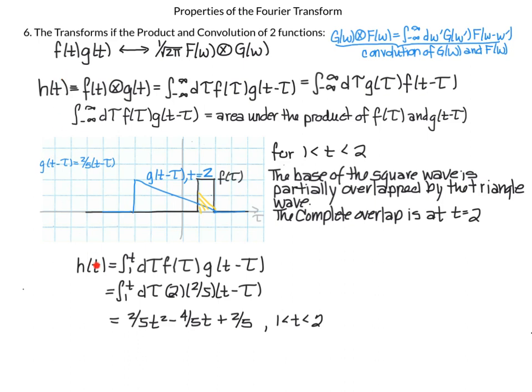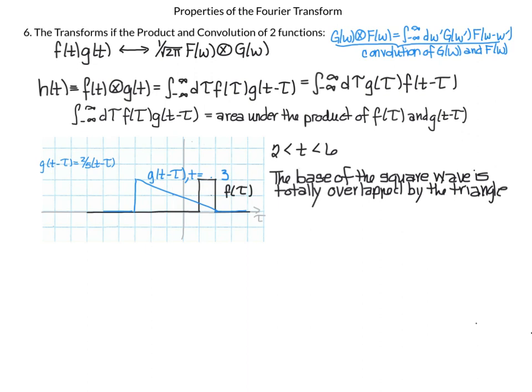My h of t, my convolution, is equal to the integral from 1 to t d tau, f of tau, g of t minus tau. F of tau is equal to 2. G of t minus tau is 2/5 times t minus tau. I have this because g of t minus tau is just a line. Its slope is 2/5, and t minus tau is my variable. Then I can integrate with respect to tau, plug in my limits of integration, and this is my formula for h of t when t is between 1 and 2.